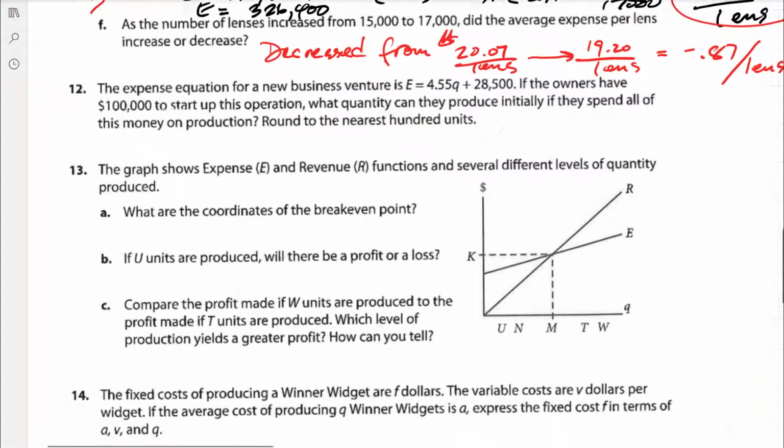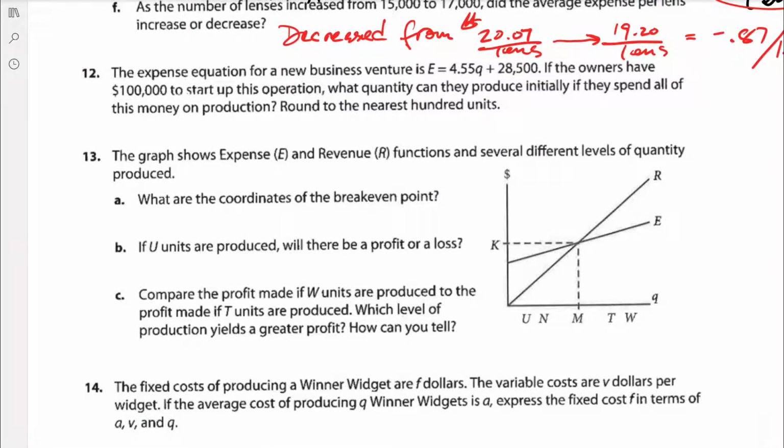Okay, so let's just keep going. All right, so the expense equation of a new business venture is given. Let's highlight that. We're given the expense equation. If the owners have $100,000 to start up this operation, what quantity can they produce initially? Keyword initially. If they spend all, keyword all, of their money on production. So basically, if they take all of this $100,000 and it's equal to all these expenses, what quantity Q would make that happen?